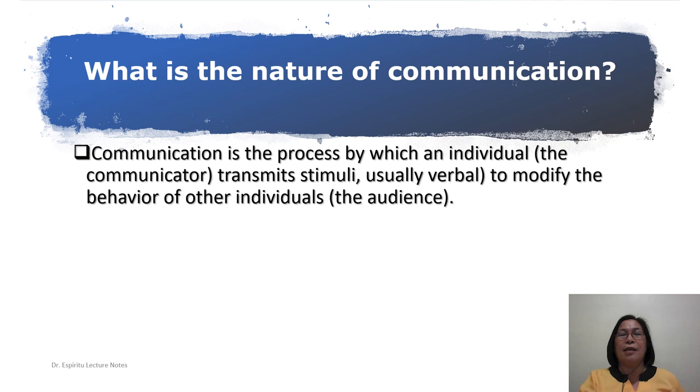So, what is the nature of communication? It is the process by which an individual or the communicator transmits stimuli, or something that would ignite the other. Usually, this is in the form of a verbal stimuli to modify the behavior of other individuals or the audience. So, for example, you want to make friends, you send a signal. You smile and then you say hi. That is already a stimulus, a singular stimulus. And you expect the other person, the audience, to respond to you.